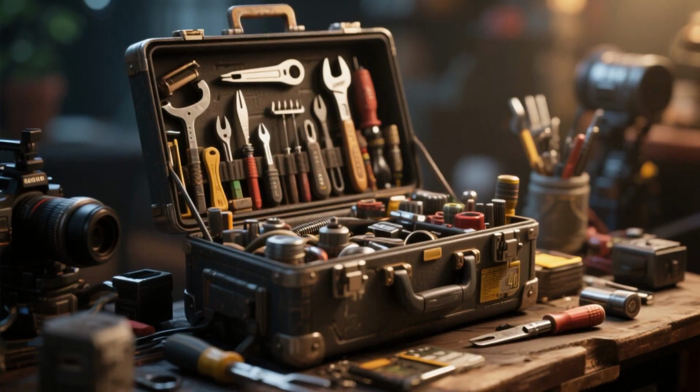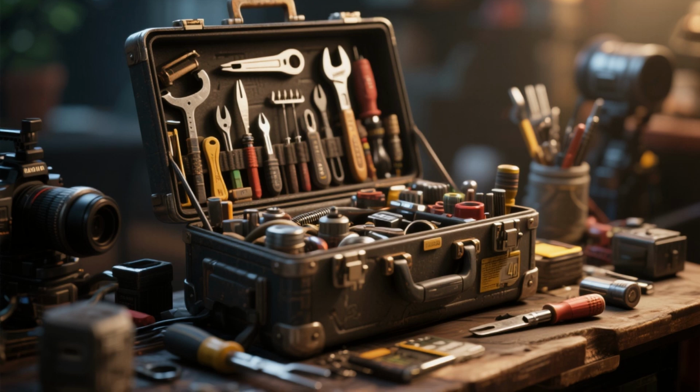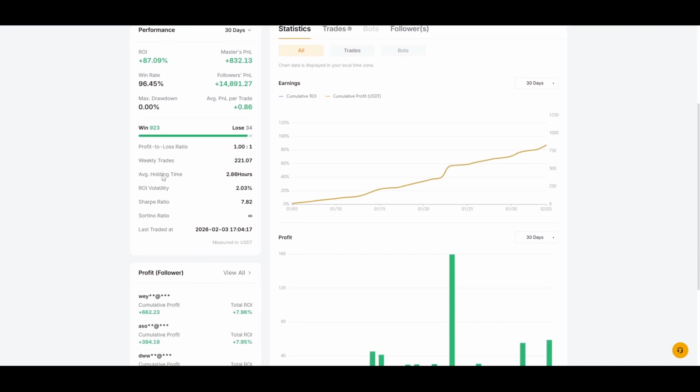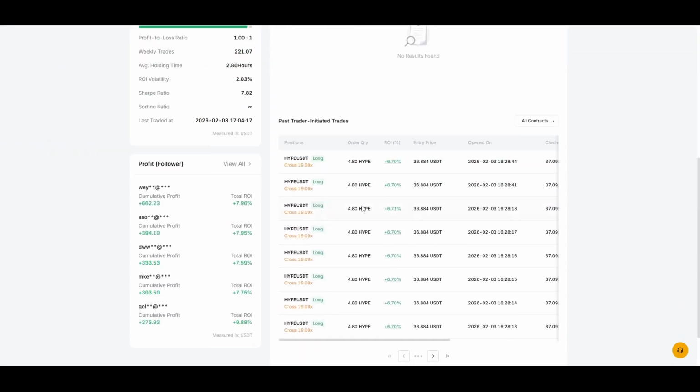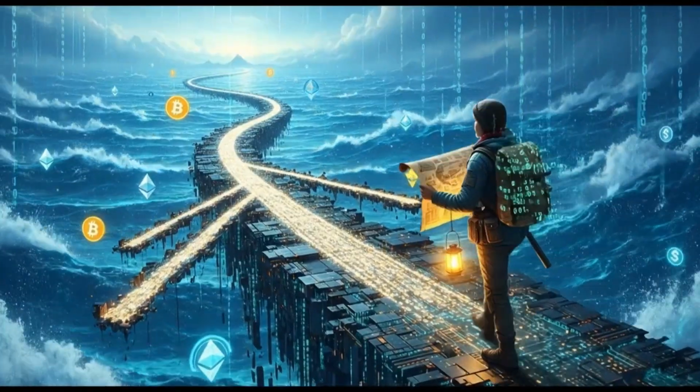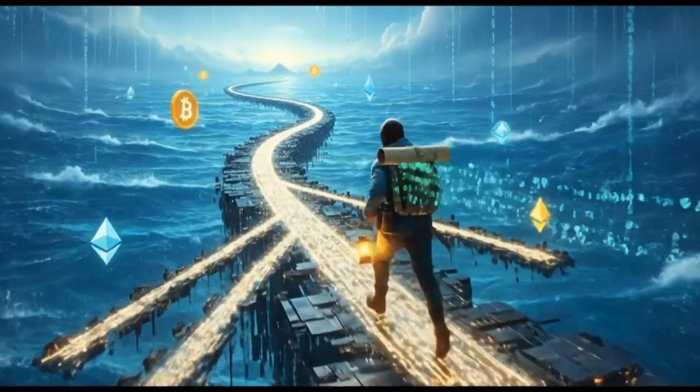Final advice before you start: start slow, stay disciplined, and treat copy trading as a tool, not a shortcut. Monitor trader behavior, control your allocation, and accept that losses are part of the process. The goal is not to win fast, but to survive long enough to learn.